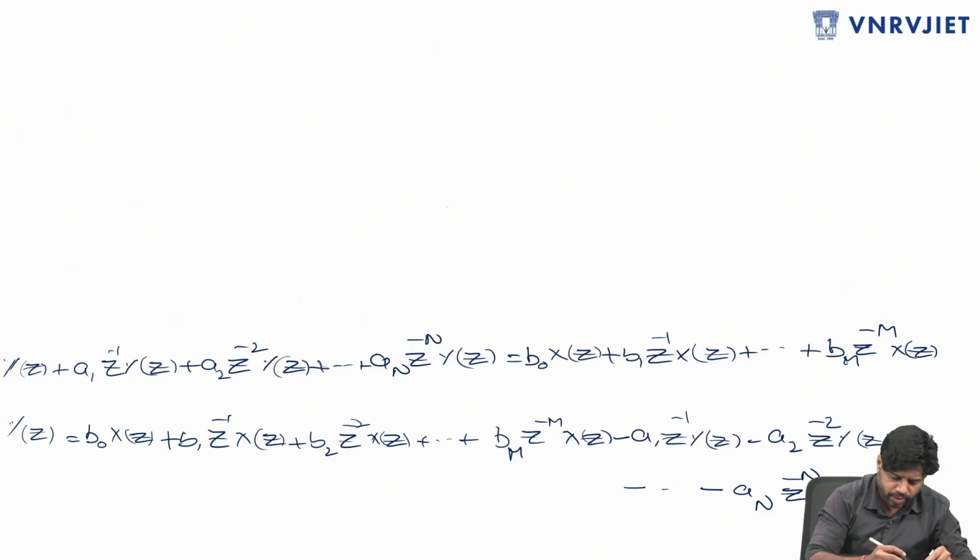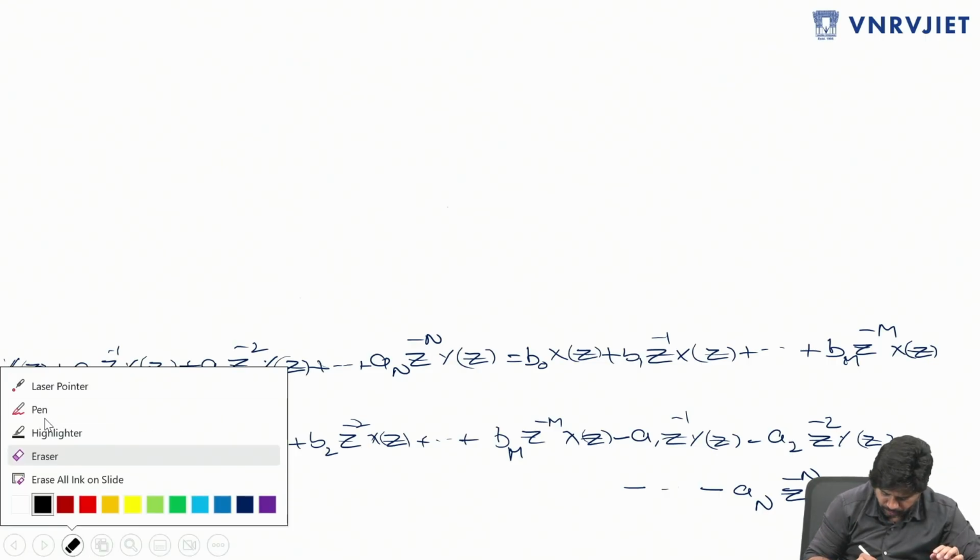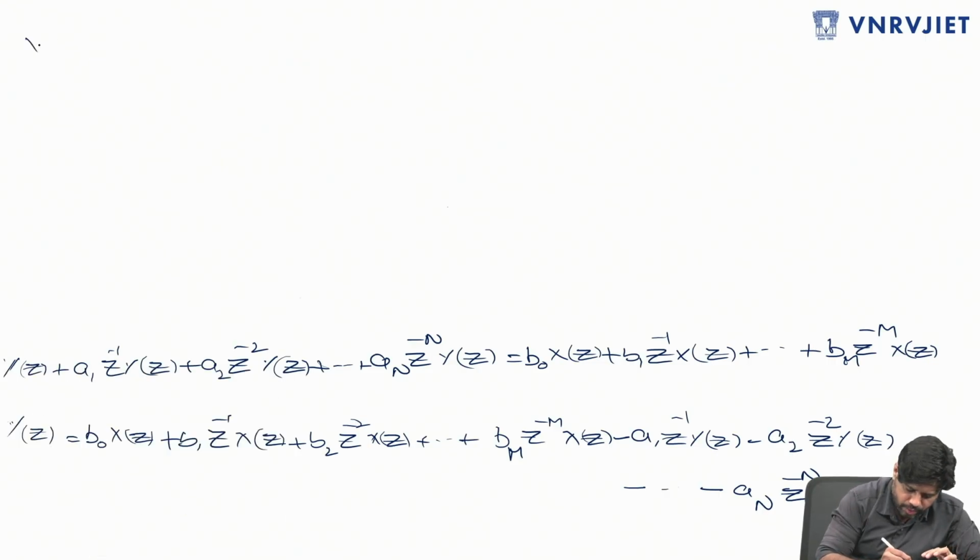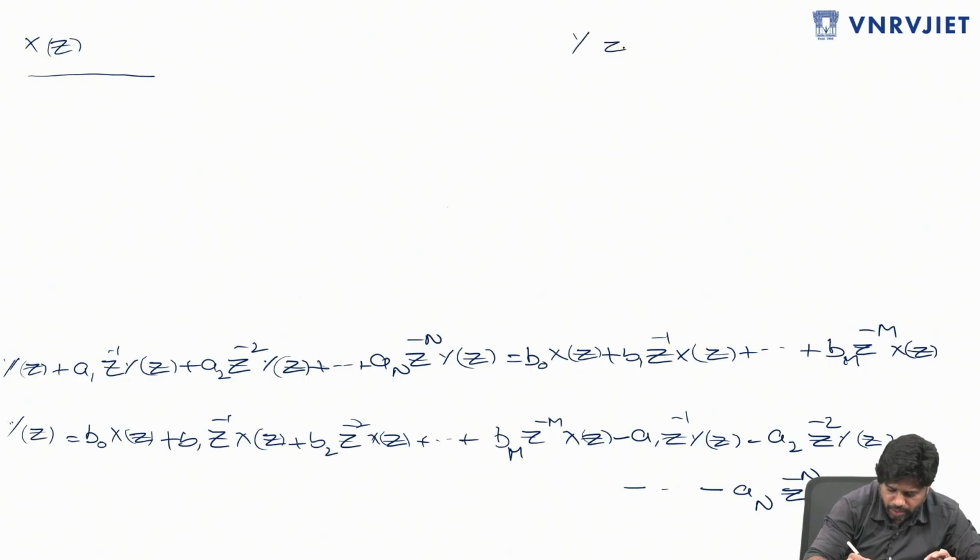So for that, first at the input side, X of z is the input side signal, and let us take at the output side Y of z as the output side signal.